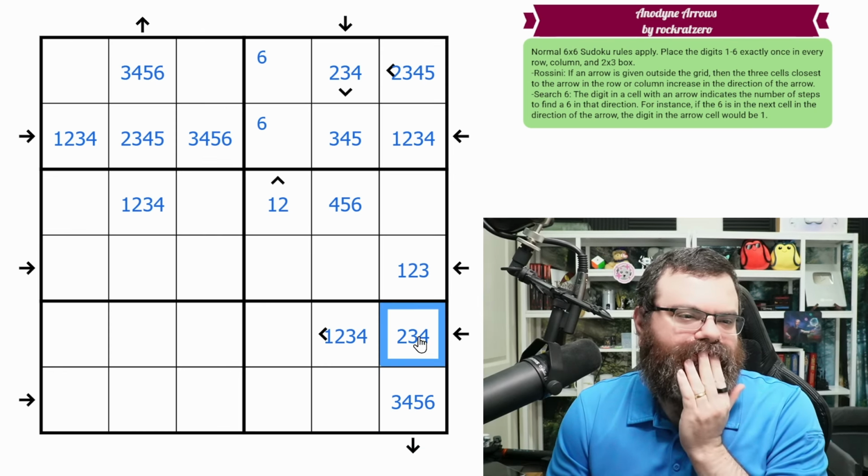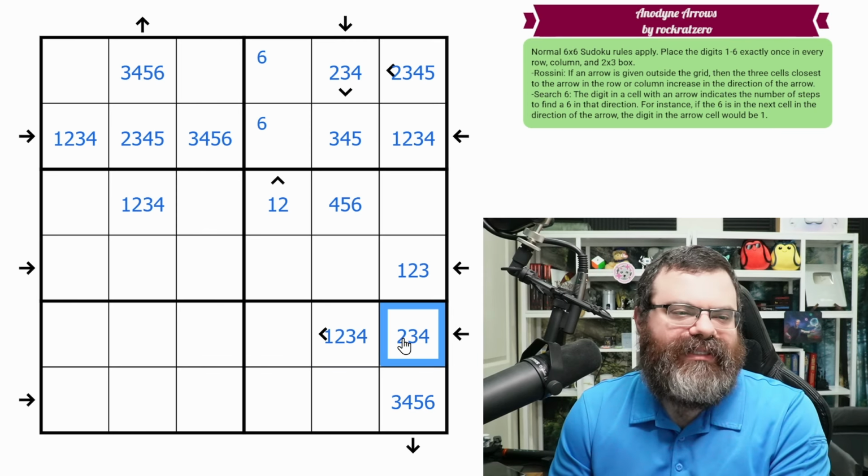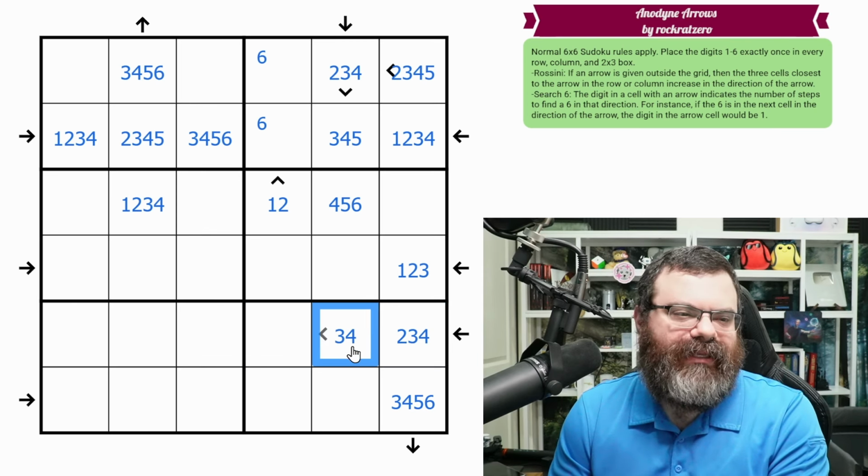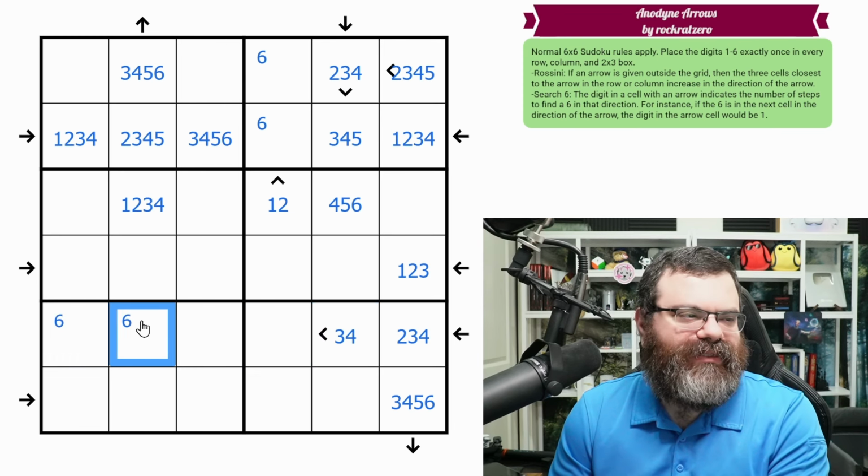Okay. And now we're increasing this way. So this is at least 2. So this has to be at least 3. So if this is 3 or 4, 1, 2, 3, that puts a 6 in one of these two cells.